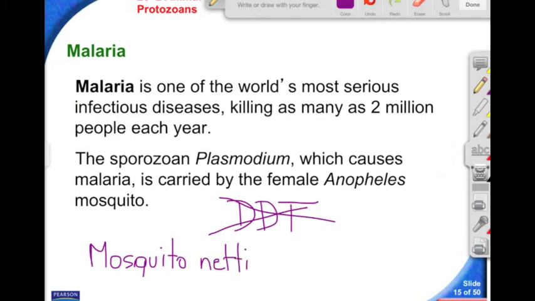That's an inexpensive way to deal with it. There are malaria vaccines, there are chemicals that you can take to deal with the disease, but really what you want to do is avoid getting bitten to begin with. And when you're sleeping, it's the mosquito netting that makes all the difference.